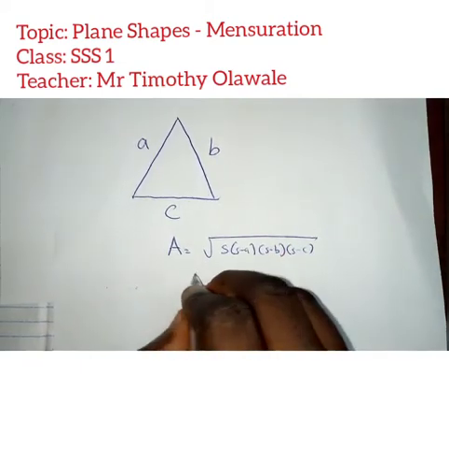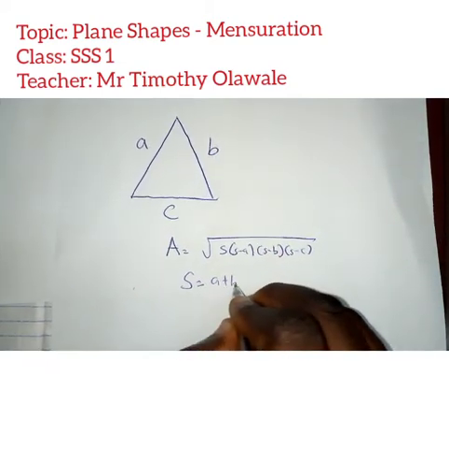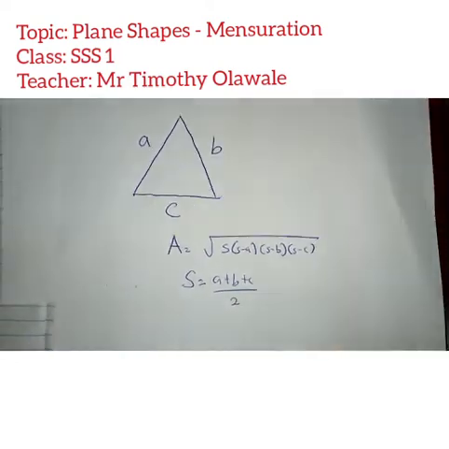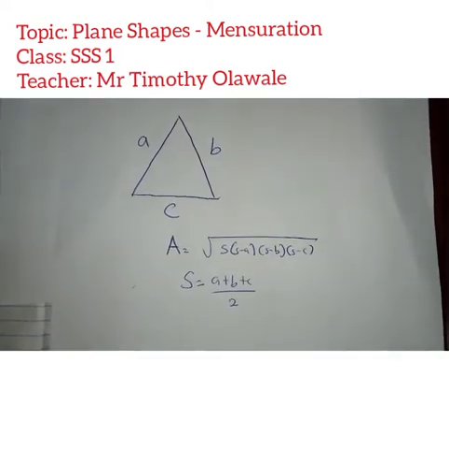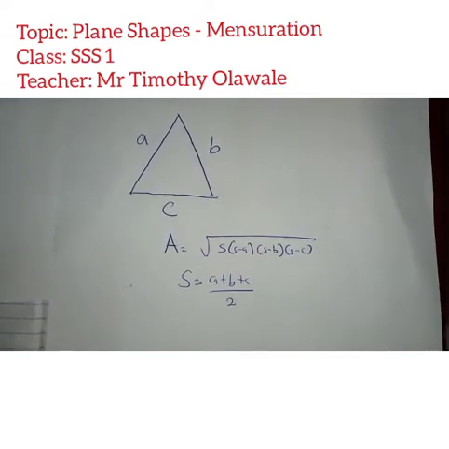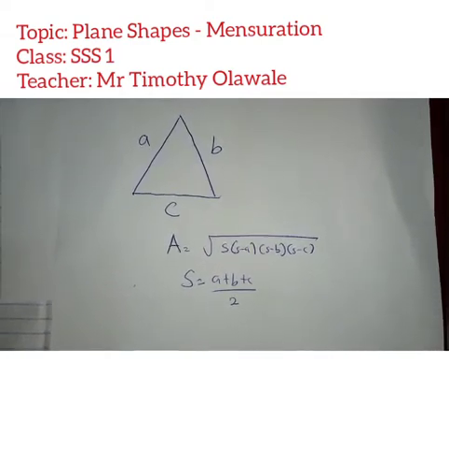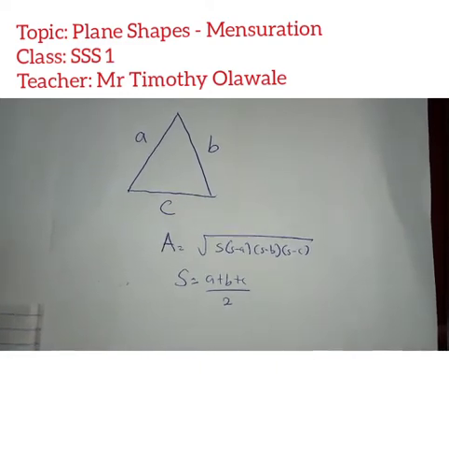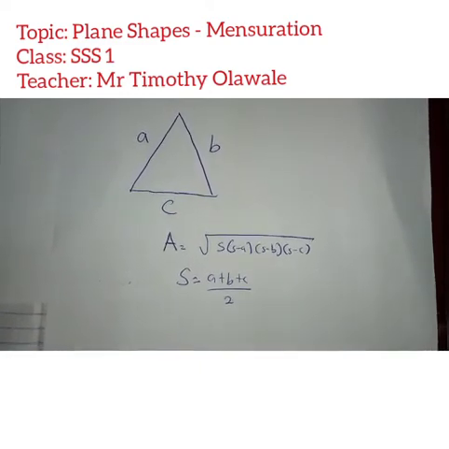And what is s? s equals a plus b plus c over 2. So this formula helps you to find the area of any triangle given the three sides. So that means I've given you three formulas for triangles. We've looked at triangles right now.